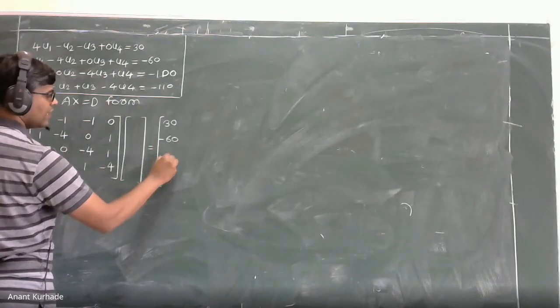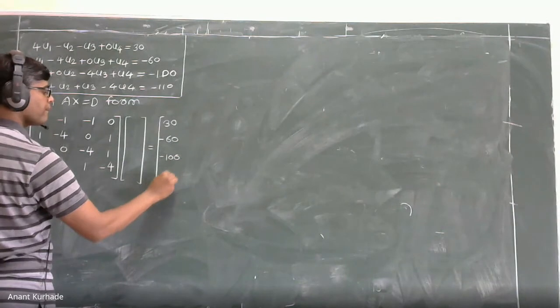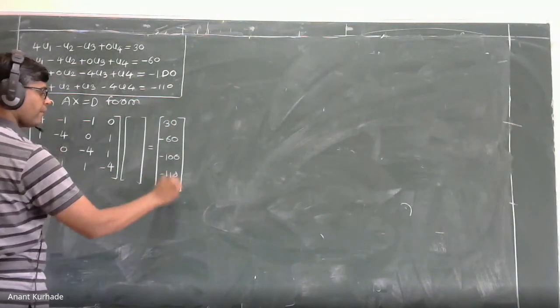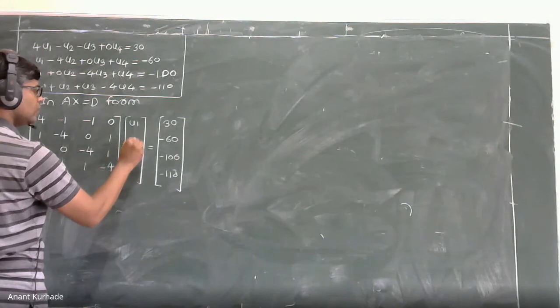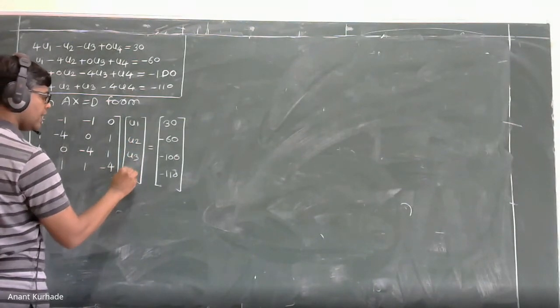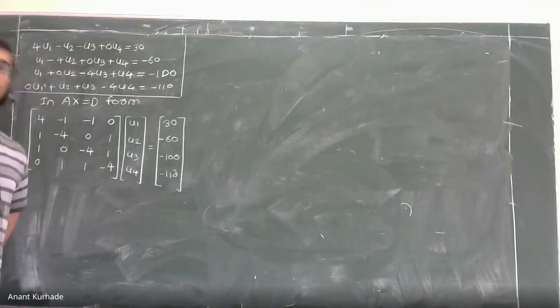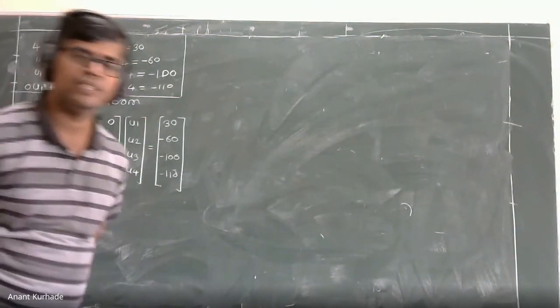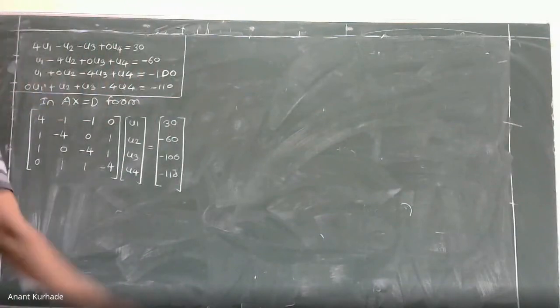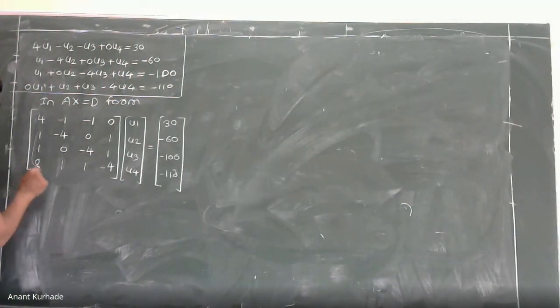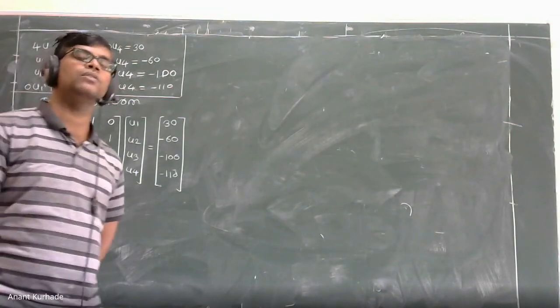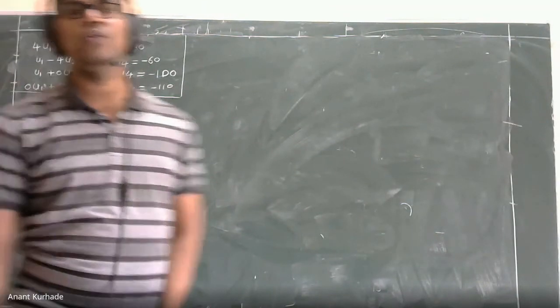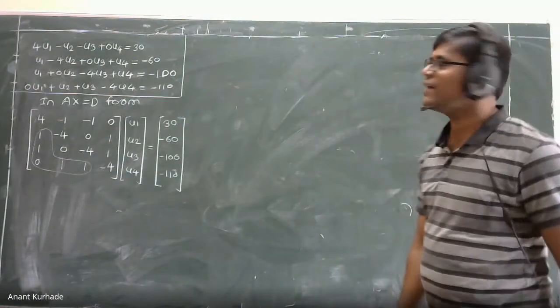The X matrix is u1, u2, u3 and u4. Now step by step. Then we have to convert this matrix A into upper triangular form, which means we have to convert these elements equal to 0. All of you know how to convert this. I will not solve this problem; I will write the answer.